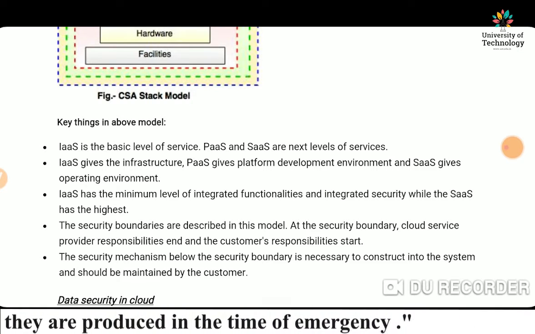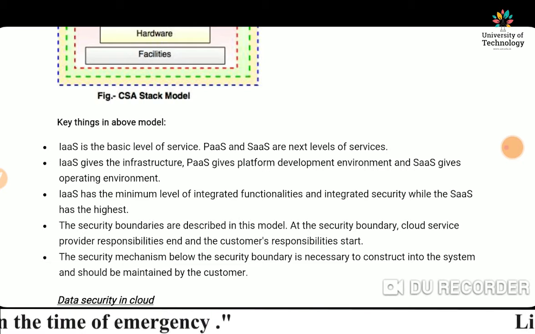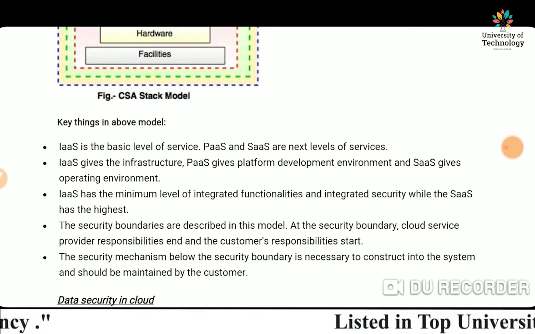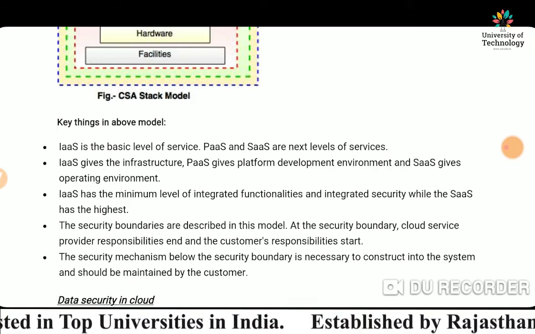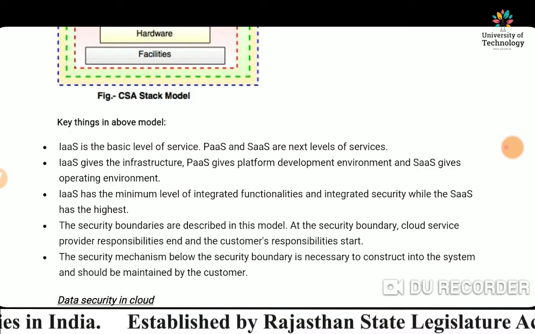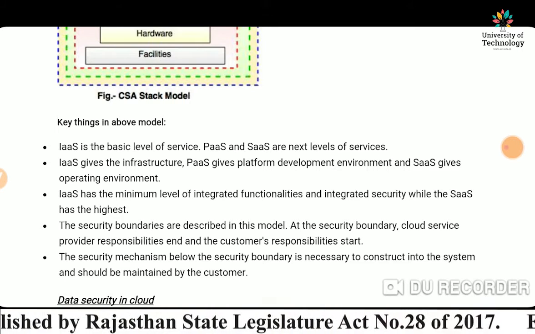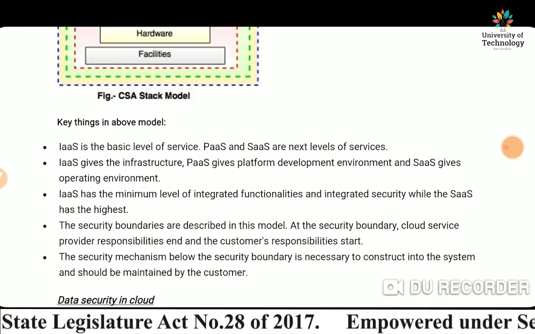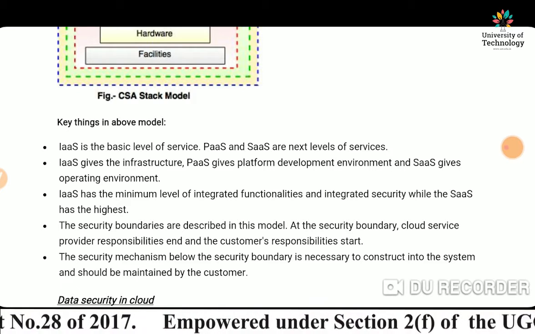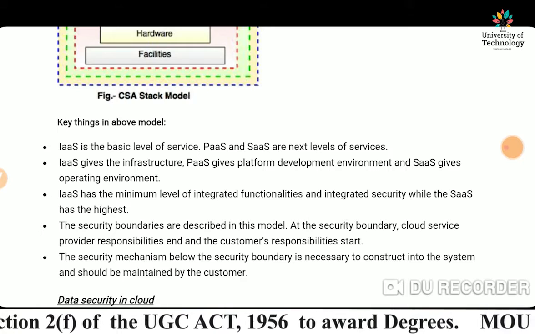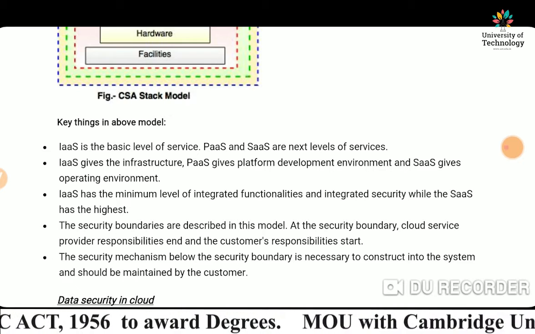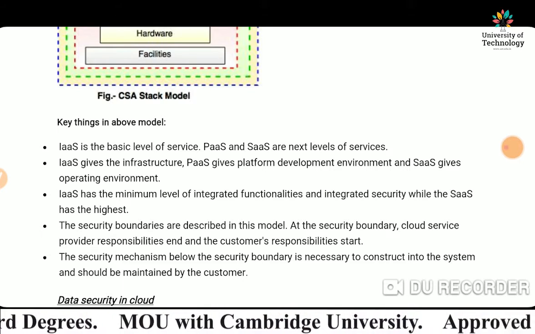Infrastructure as a service gives the infrastructure. Platform as a service gives a platform development environment. Okay, and software as a service gives operating environment. Next, infrastructure as a service has the minimum level of integrated functionalities and integrated security, while software as a service has the highest.